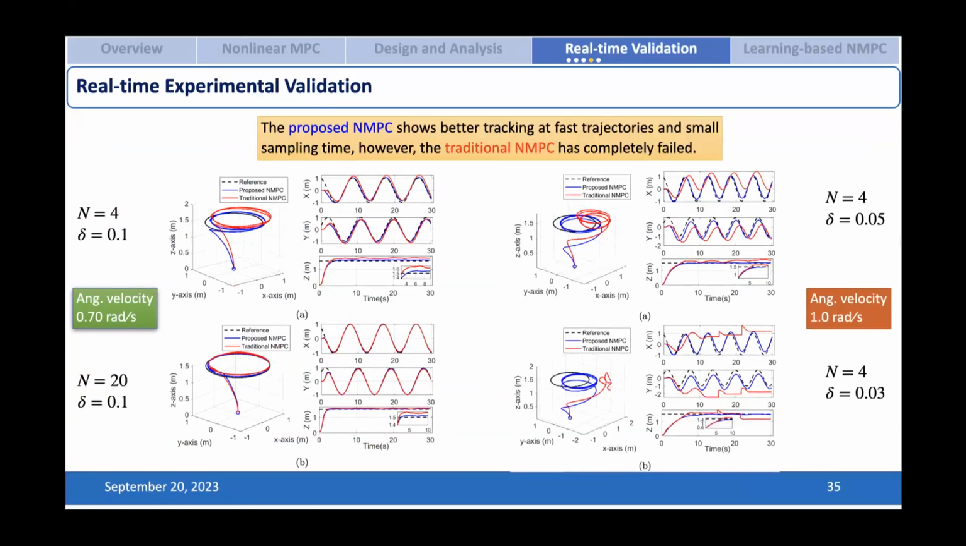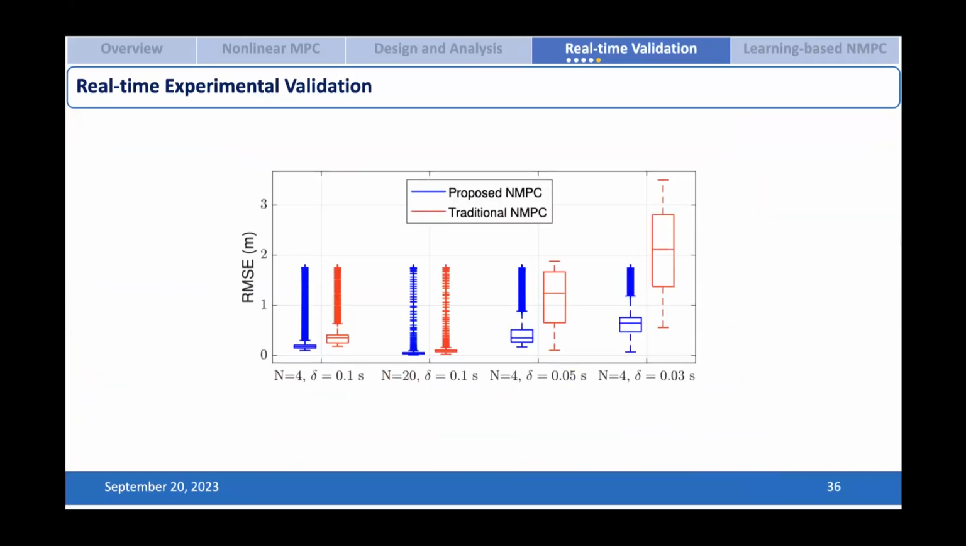If we make our controller faster, meaning the angular velocity of the rotation is higher and we also decrease the sampling time, we can see that the traditional one completely failed because it's not designed for this small prediction horizon, but our controller is still robust and can follow the trajectory. And as we can see here, for different scenarios of prediction horizon and sampling time, the blue one, which is the proposed, always has a lower error range than the traditional one.